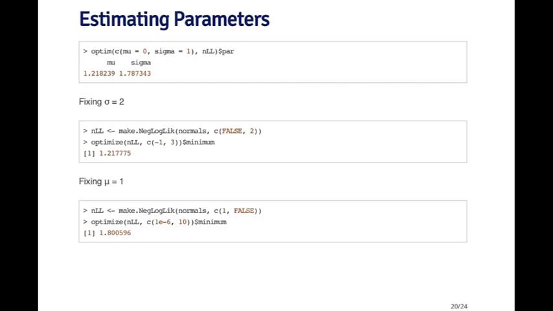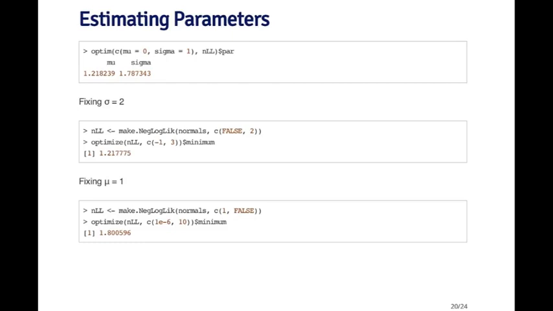Now, if I wanted to, I could fix sigma to be equal to its true value and then just optimize over mu to get the mean. And so I need to reconstruct my objective function by calling make neg log like, and here I set the fixed variable to be FALSE for mu and then 2 for sigma. So I'm setting sigma to be equal to 2 and I'm letting mu be free.